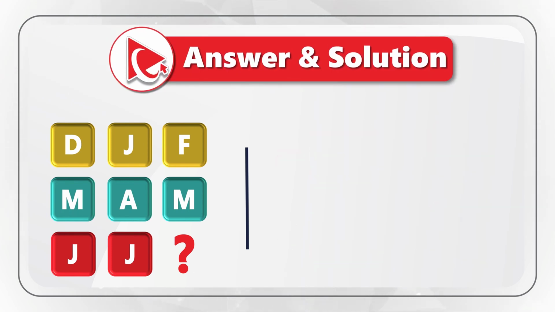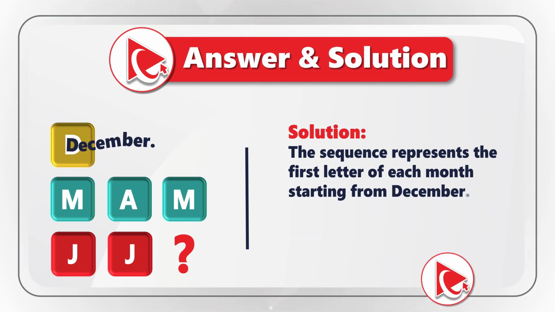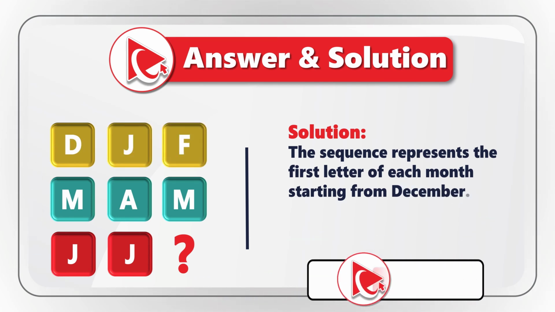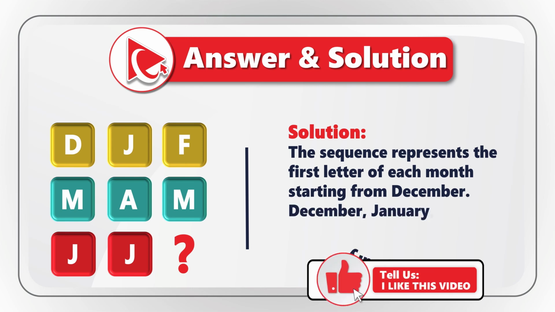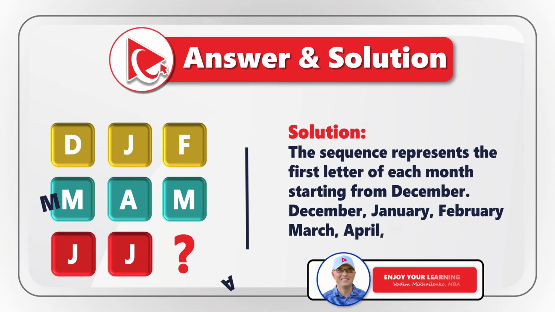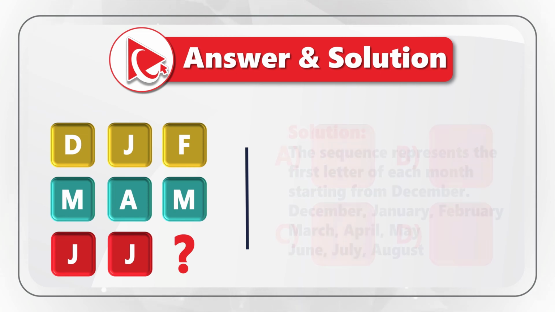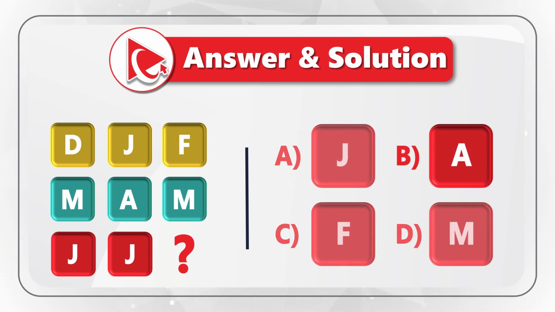As you might have guessed, the sequence represents the first letters of each month, starting from December. This is why I started with Christmas. Then comes January. This is why I mentioned New Year. Then February, March, April, May, June, July, and as you might have guessed, the next month would be August, which starts with A. So the correct answer here is choice B, A.